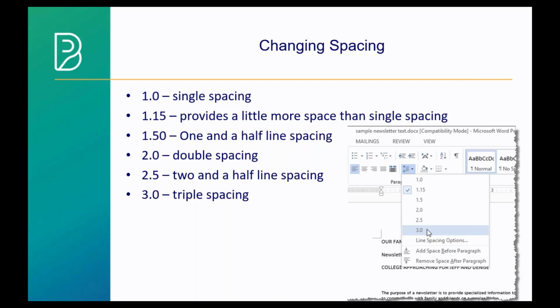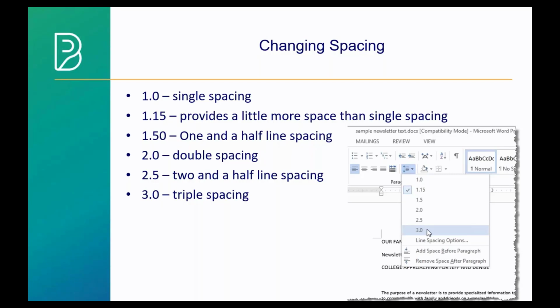To adjust the line spacing using the line spacing tool on the ribbon, you can follow the following procedure. With your cursor anywhere in the paragraph that you want to adjust, the text does not have to be selected, select the line and paragraph spacing tool from the ribbon. Select one of the following options: either single spacing, which is indicated by 1.0; 1.5, which provides a little more space than single spacing; 2.0 is double spacing; 2.5 line spacing; and 3.0, triple spacing.